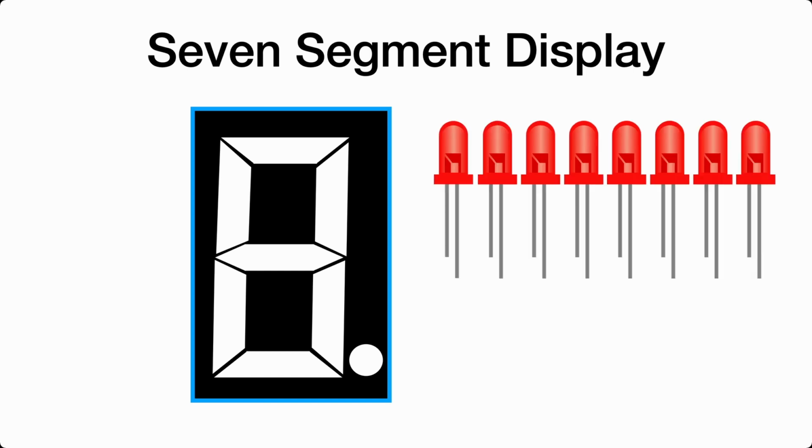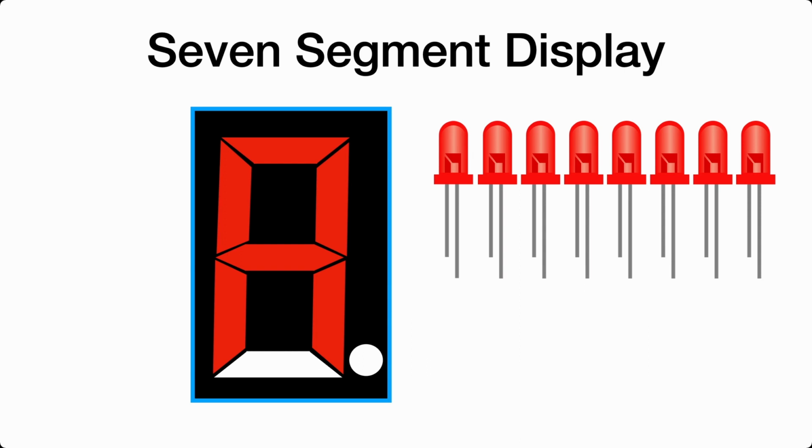That makes 16 pins. These displays work by putting power onto those LEDs which light up, and if you light the correct ones up, you might get something useful to see. For instance, the letter A. So we've got 16 pins here. That's a lot of pins.